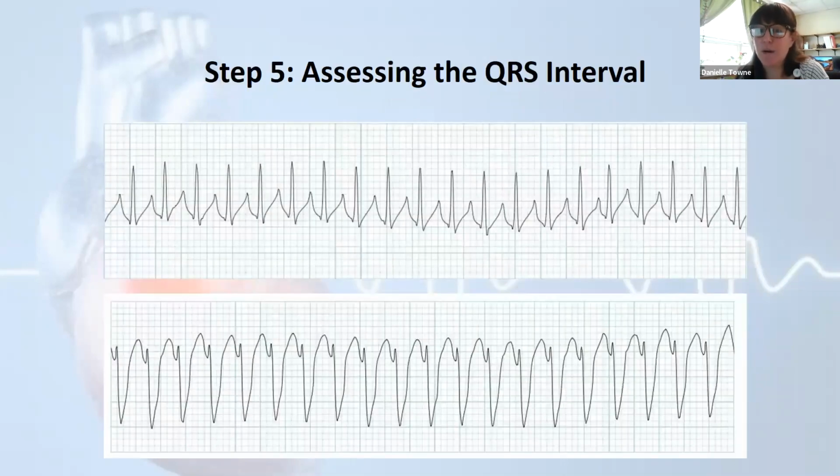Step 5, assessing our QRS complex. So here we want to know, do we have a narrow QRS complex, less than 0.08 to 0.1, aka about 1 to 2 small boxes, or is it wider than that?